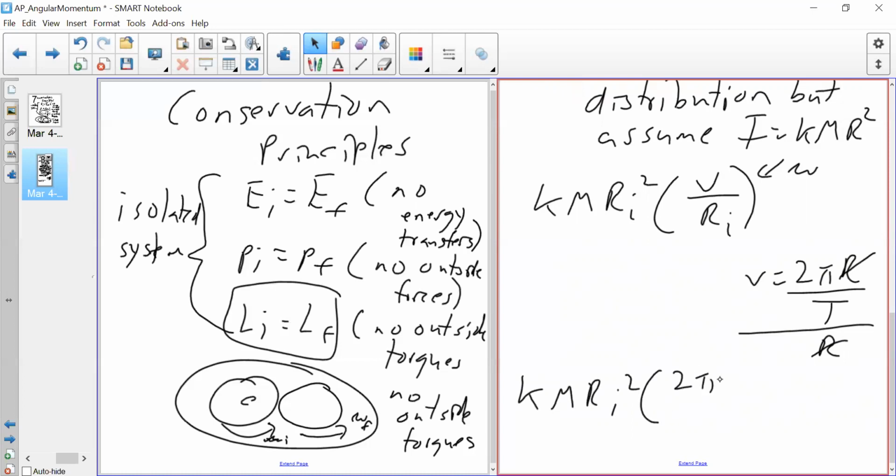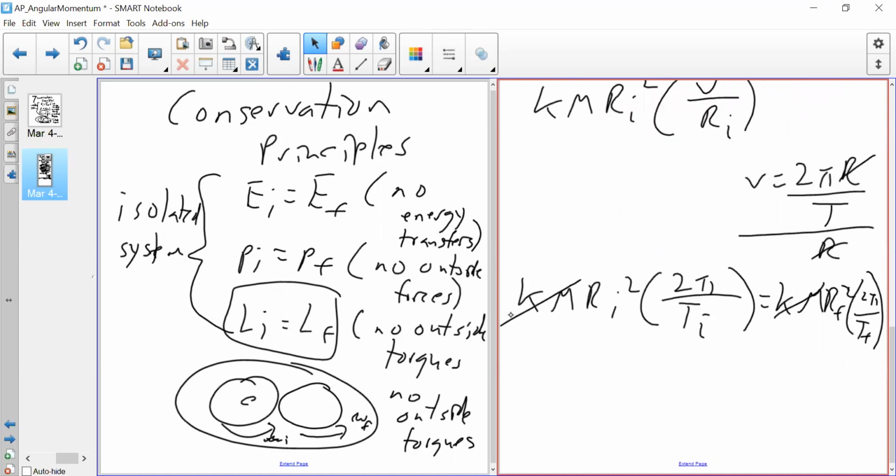So it's going to be 2π over the initial period, which is 30 days, so Ti. And then that equals km over r final squared, 2π over T final for the final case. And we're trying to look for the final period.